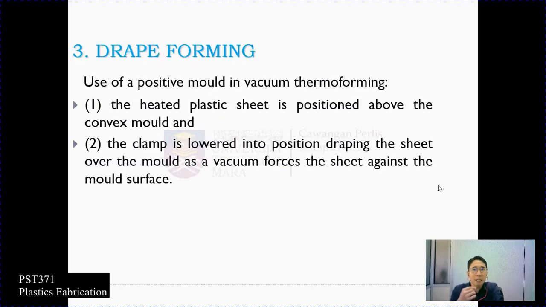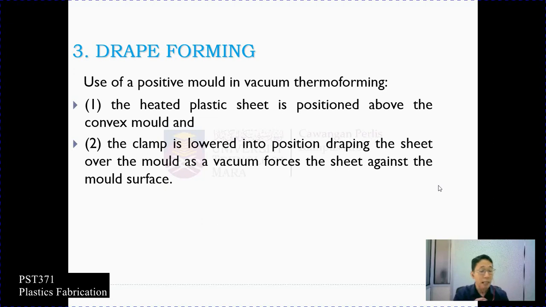The third thermoforming technique is drape forming. It uses a positive mold in vacuum thermoforming. Okay, this is specifically used for a positive mold. It cannot use a negative mold. What positive and negative mean, I will show later. Another name for a positive mold is a male mold. The technique is that the heated plastic sheet is positioned above the mold, and the clamp is lowered into position. Drape the sheet over the mold as vacuum forces the sheet against the mold surface.